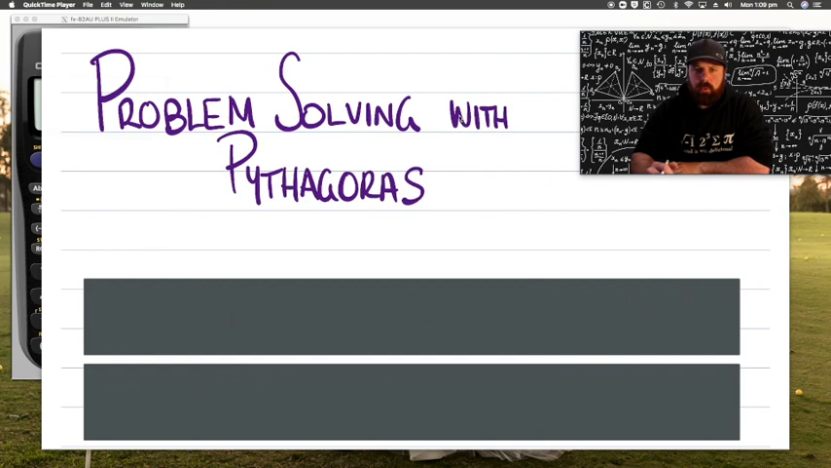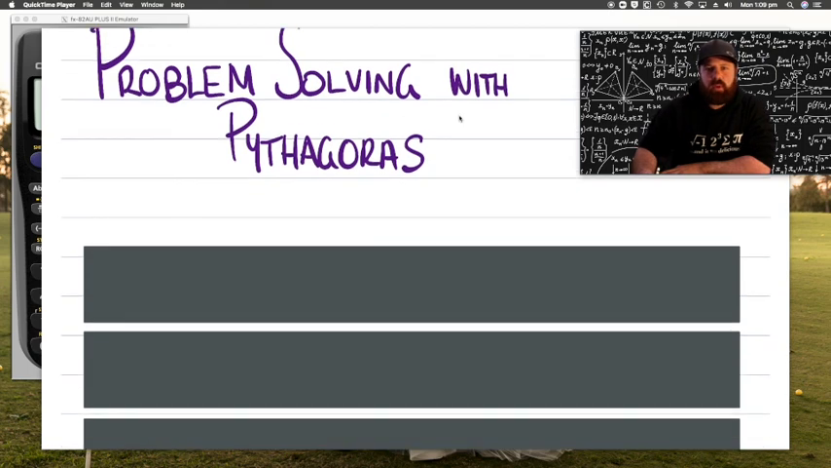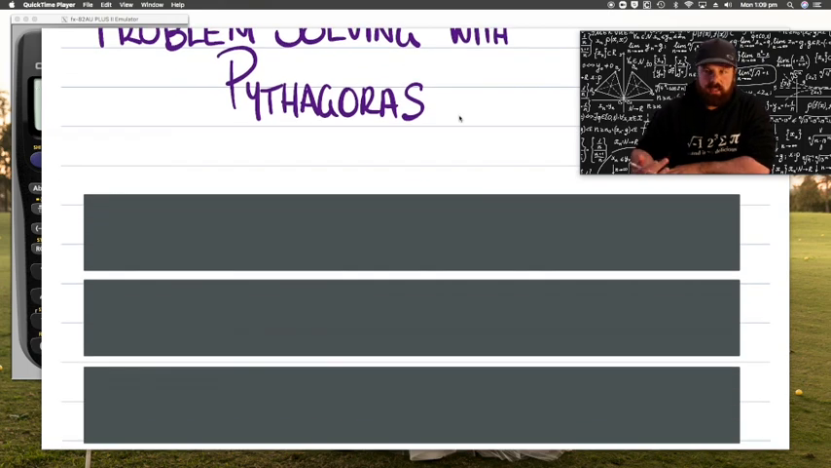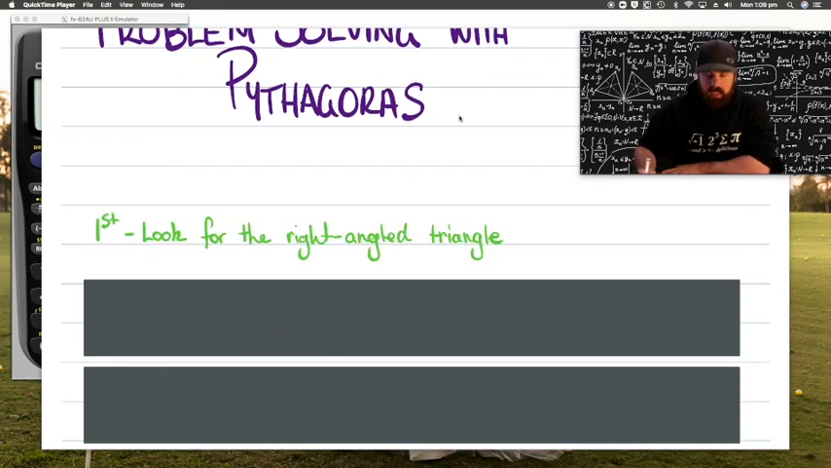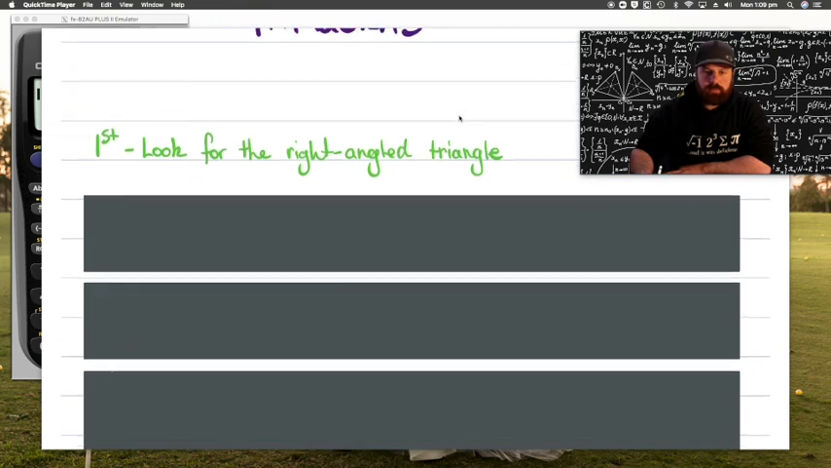Today I want to go through some steps for doing some problem solving with Pythagoras. There are four things I want you to focus on. The first thing is look for right angle triangles. The diagrams that we're going to ask you to draw, or that are presented to you, will have a right angle triangle somewhere in there for us to find, and we're going to have to do something with that right angle triangle. So look for right angle triangles.